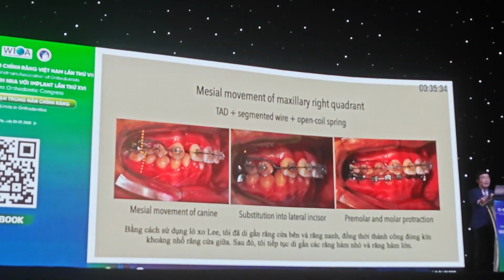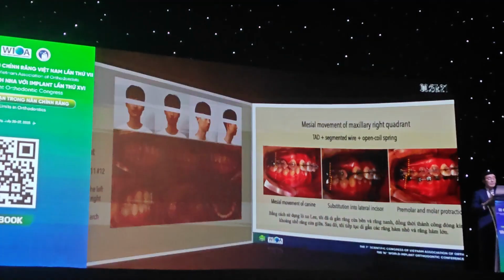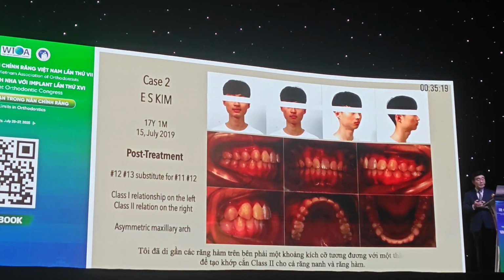Employing the lead spring, I moved the lateral incisor and canines medially and successfully closed the extraction space of the central incisor. Subsequently, I advanced the premolars and molars medially. I protracted the upper right teeth by one tooth size to form a class 2 canine and molar relationship.